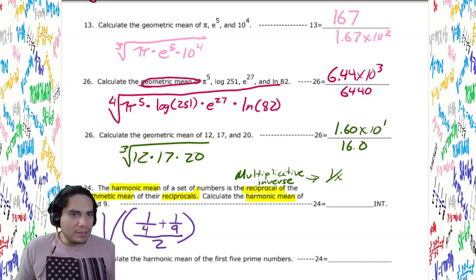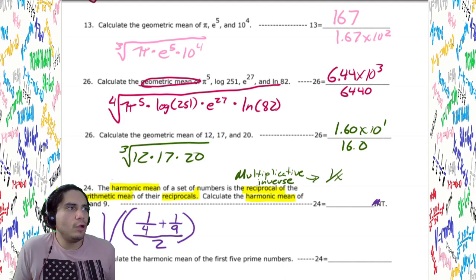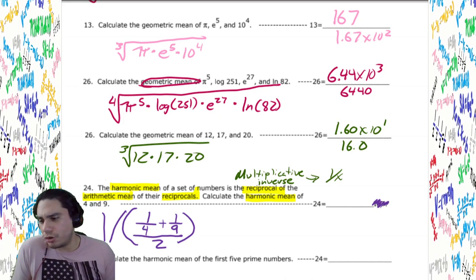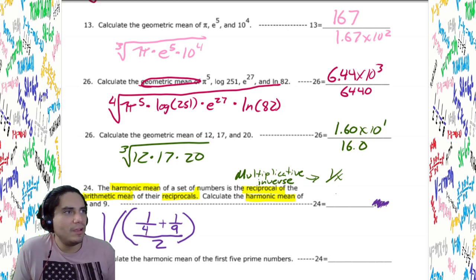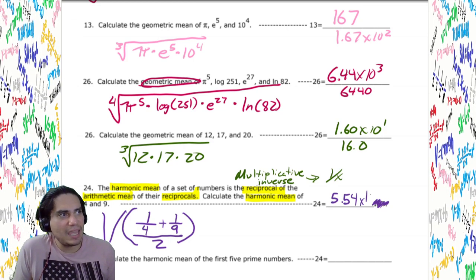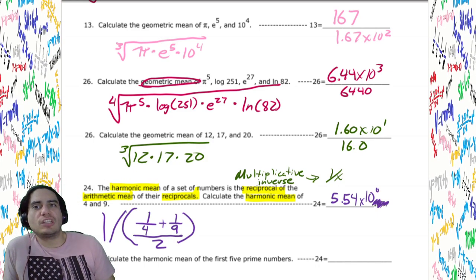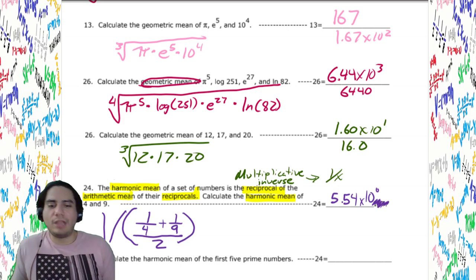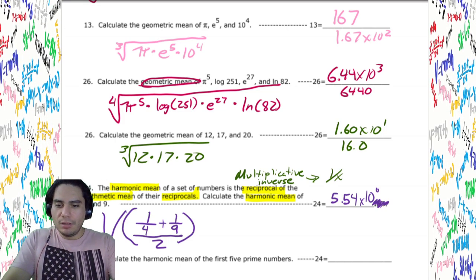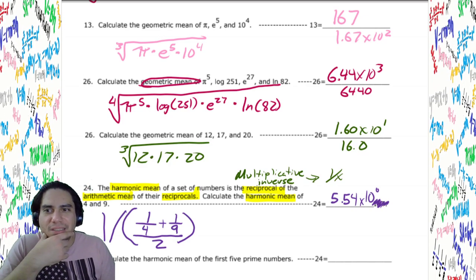I don't know about this bad boy right here. I don't know if it's supposed to say the word integer here, because really, I don't have an integer answer. I have 5.54 times 10 to the 0. So what I'm going to do is go check this out real quick because I feel like I'm doing it right. But I don't know why it says integer, because really the formula is basically there.